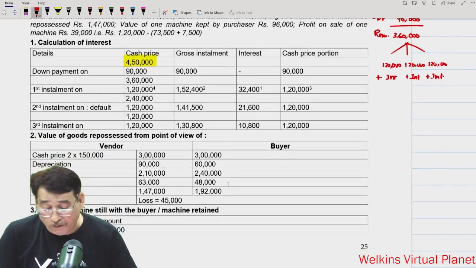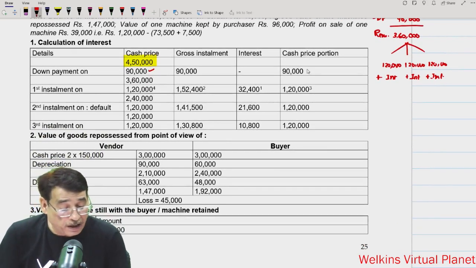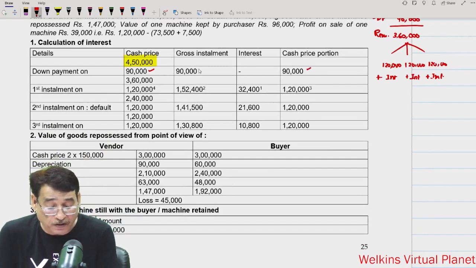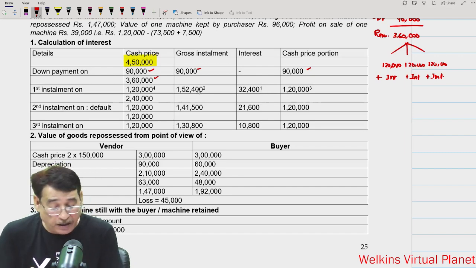So this will be your gross installment, correct? So you can quickly find out now your down payment will be 90,000. You will write 90,000 over here. There is no interest in it. So your gross installment will be this much. Balance is this much. Now your first installment, because you are not having the installment, so first of all, you are going to compute the interest at the rate of 9% on 3,60,000. It will be equal to 32,400. Then you are going to add it to 1,20,000. So your installment will be 1,52,400.